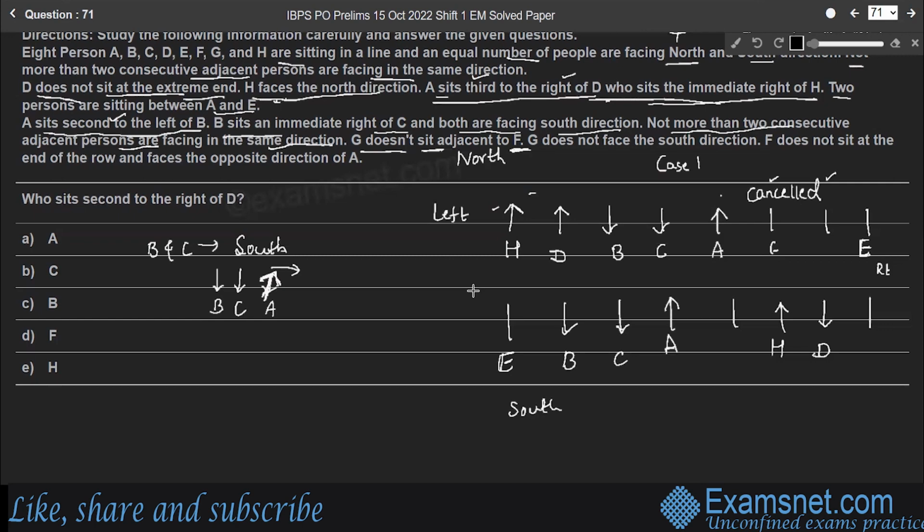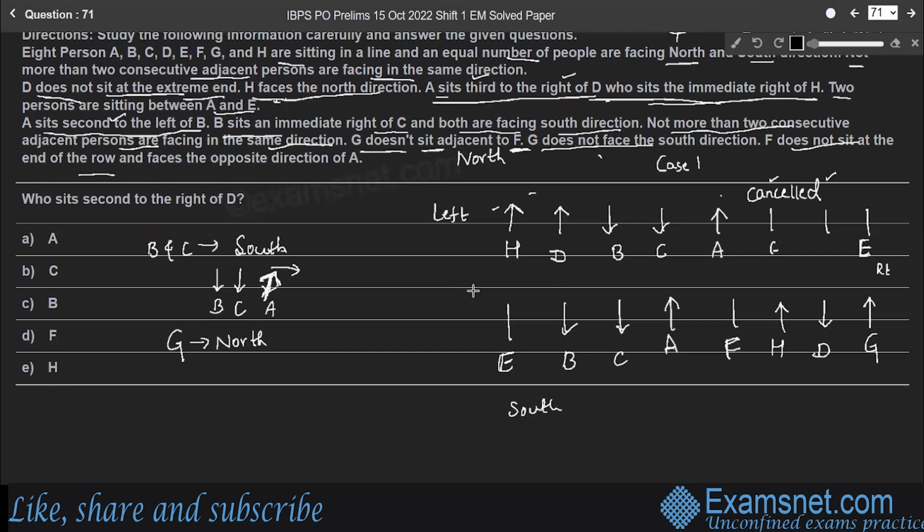So consider the next point. G does not face the south direction. That means G is facing north direction. And F does not sit at the end of the row. So in case 2, F cannot sit at the end of the row. Therefore, F has to sit adjacent to A and H. And G is sitting at the end of the line. And what about their directions? Here, G is facing north.